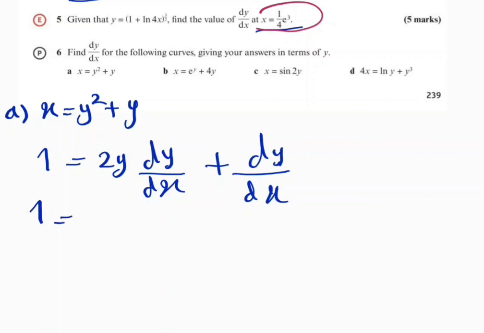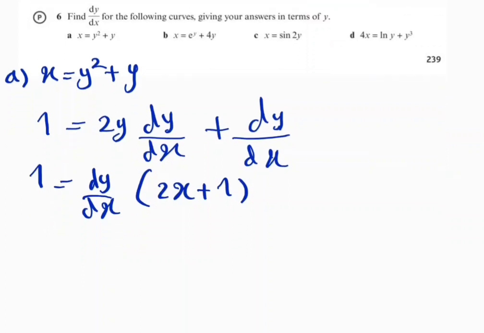Hopefully you can realize that we have two terms which have dy/dx on the right-hand side, so we can factorize that. So dy/dx, and then we will have 2x plus 1. And the next step is pretty obvious. So we just divide both sides by 2x plus... here should have been y, not x.